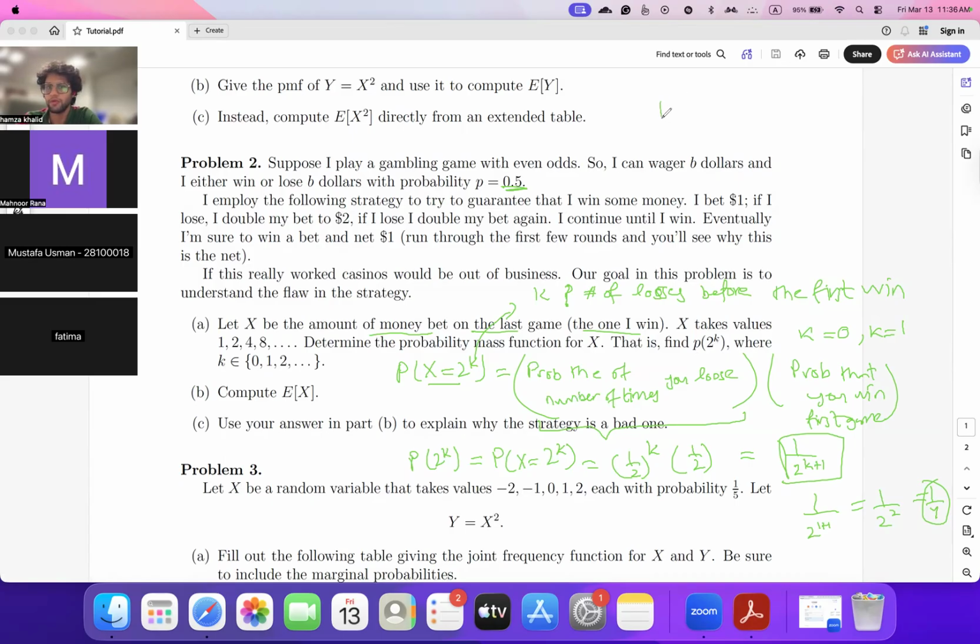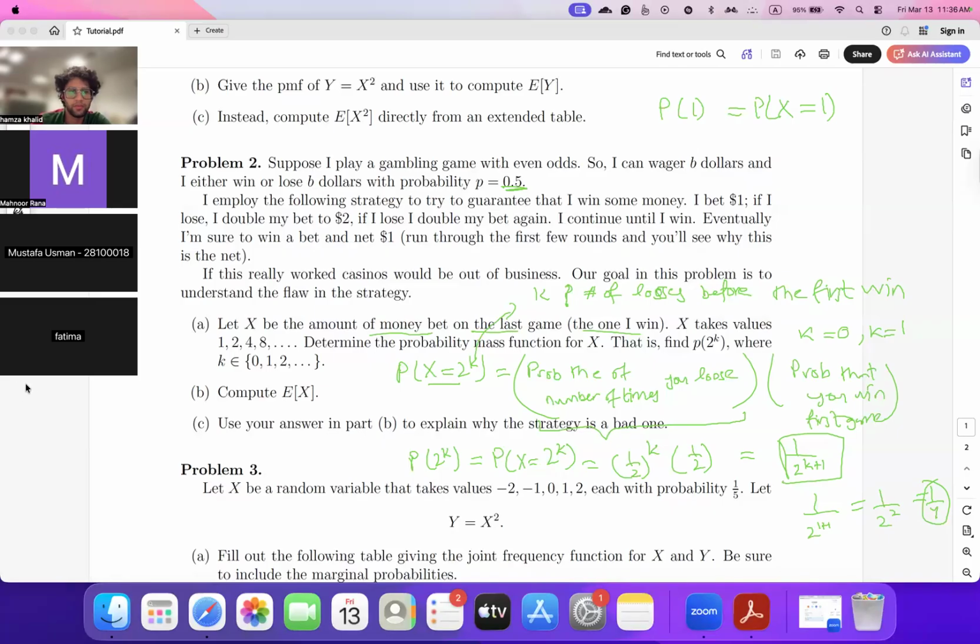So let's say we used to talk about the probability of, let's say, 1. Well, that was just the same thing as saying that my random variable takes on the realization 1. These are identical to each other. So what I've done is, the probability of 2^k is the same as the probability that my random variable, which is the amount of money that I won in the last game, equals 2^k. And this is equal to this. Do you get it? Okay, good. So my PMF, my probability mass function, is 1 over 2^(k+1).